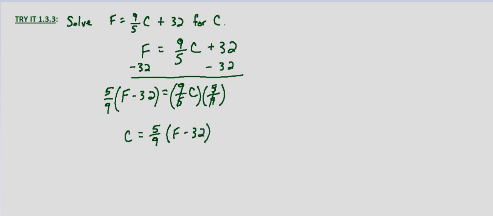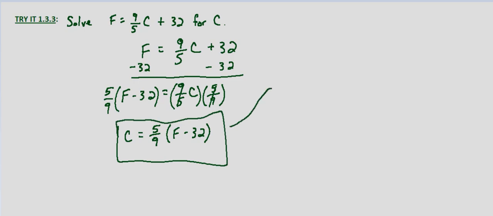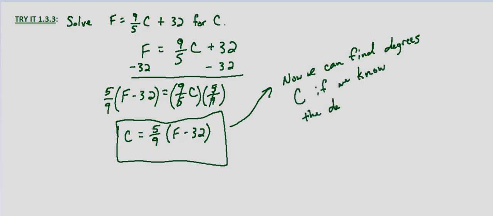And there are a few things you could do with that. You could go ahead and multiply the 5/9 through, but essentially all we were asked to do is to solve for C, and this does solve for degrees Celsius. And again, the purpose of this is that now we can find degrees Celsius if we know the degrees Fahrenheit.